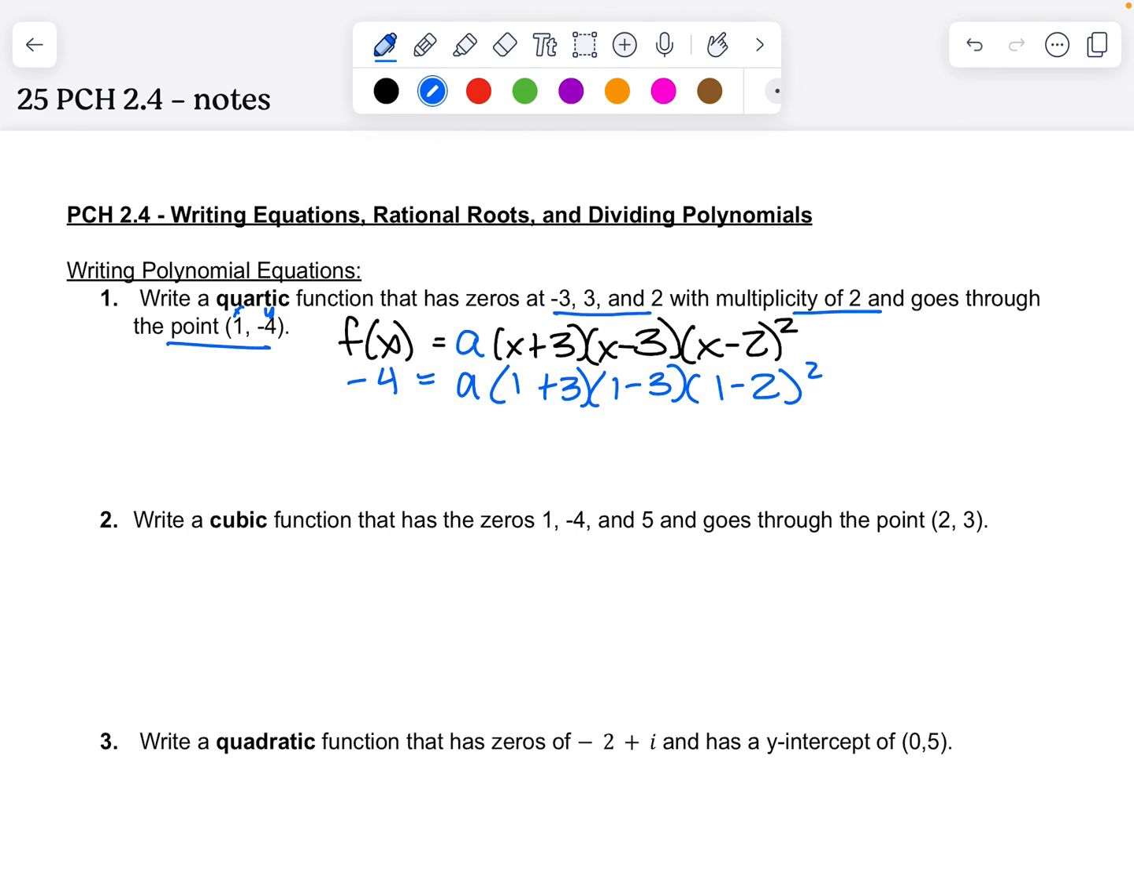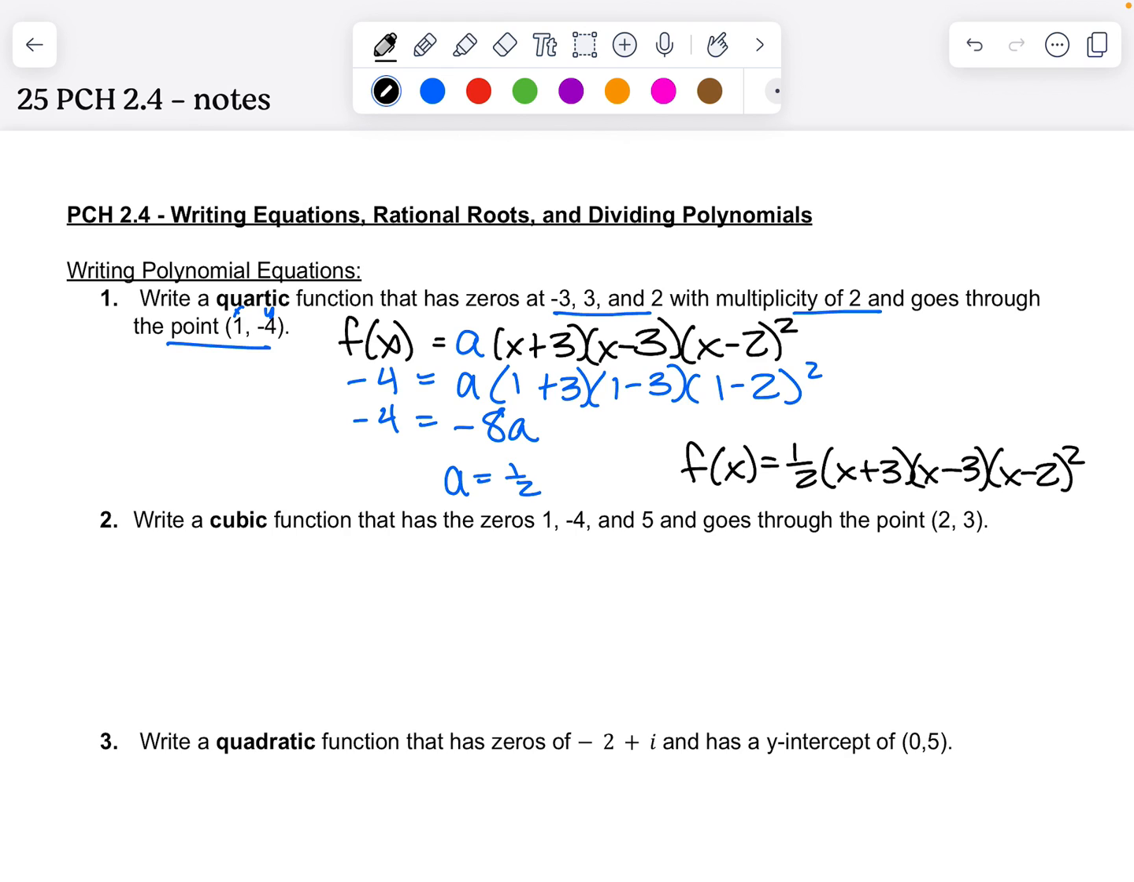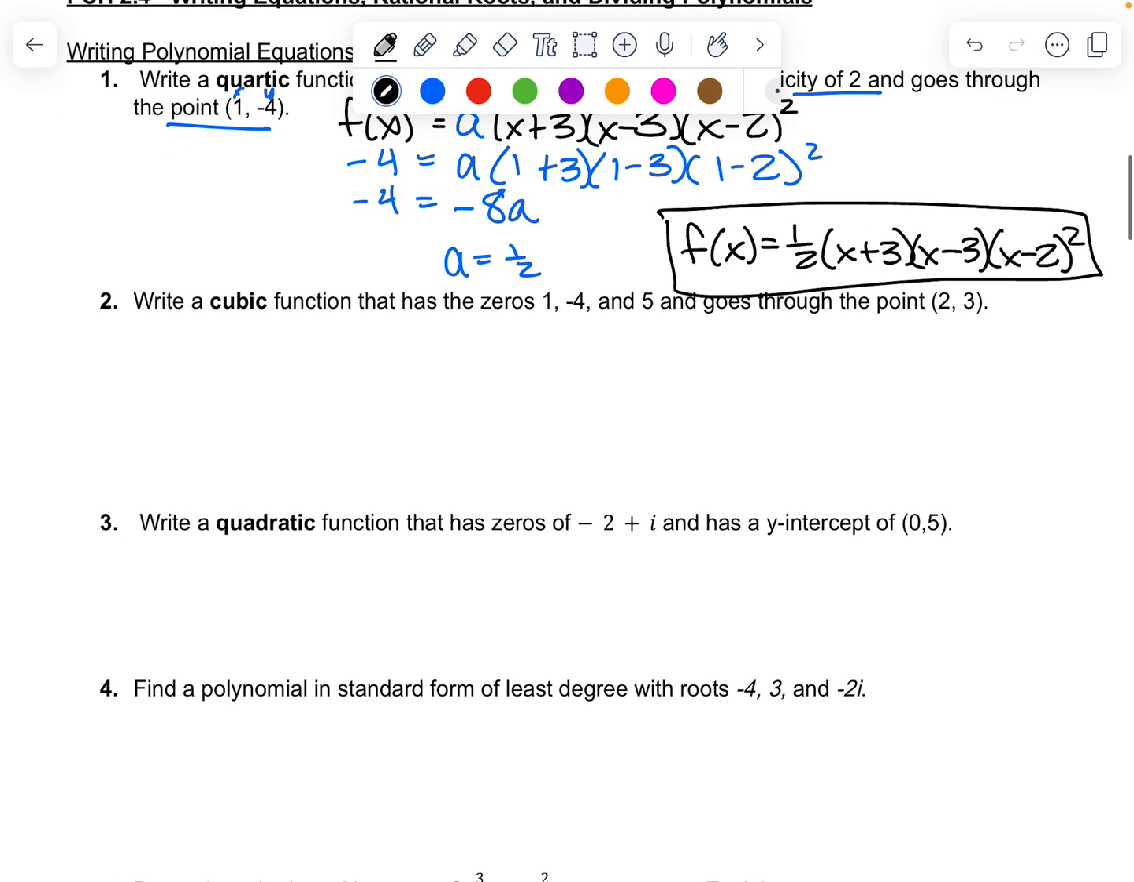So 4 times -2 times 1 gives me a -8. So -8a equals -4. So a equals 1/2. That gives me a final function of f of x equals 1/2 x plus 3, x minus 3, and x minus 2 quantity squared. So that's what you're doing for a couple of these, but I want to look at number 3 real quick.